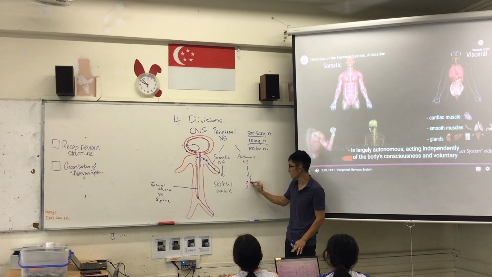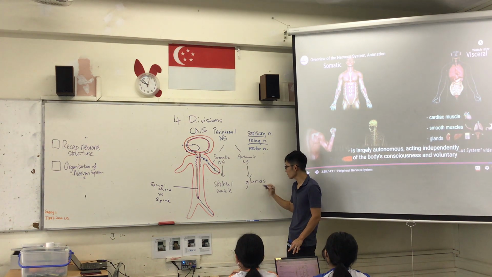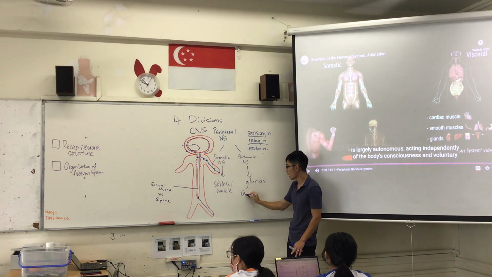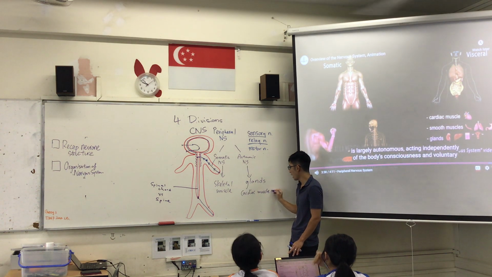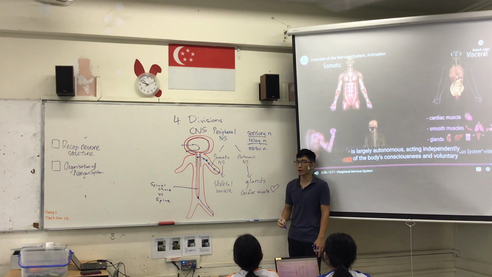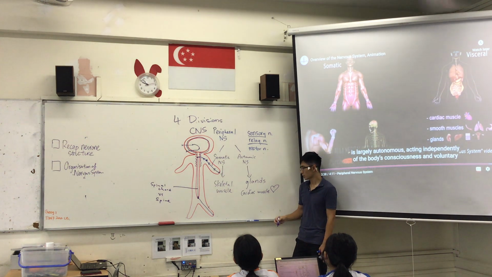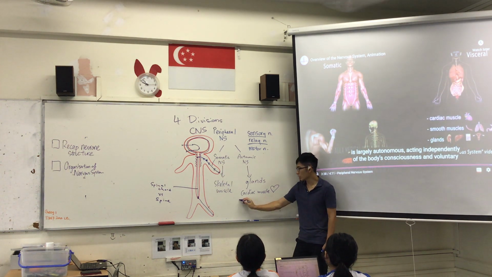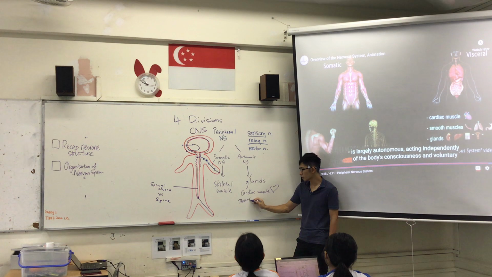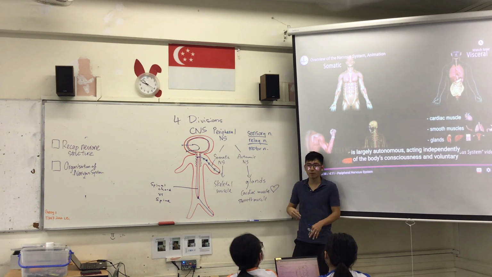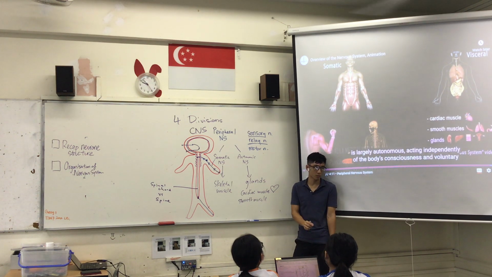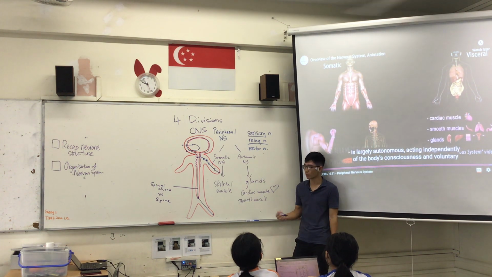For example, it connects to your glands. It connects to your cardiac muscles, which are muscles of the heart. It will be quite tiring if you have to think of every heartbeat. It connects to what we call smooth muscles. Smooth muscles are muscles found within your body that you do not control. For example, your blood vessels have muscles. Those are muscles that you do not control.